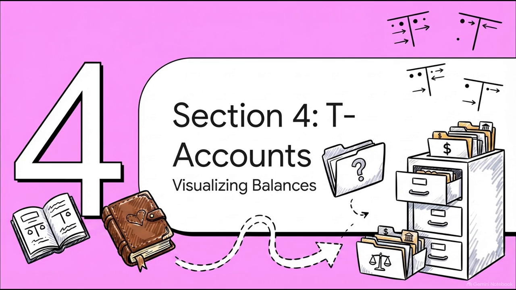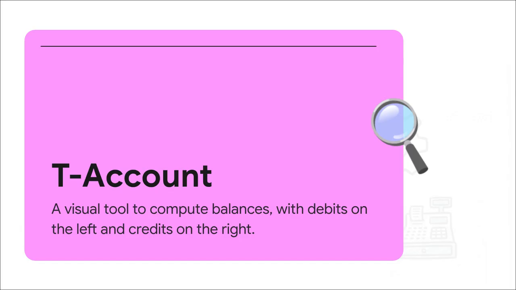Section 4. Visualizing with T accounts. Okay. Once we've recorded our beautifully balanced entry in our chronological diary, we have to actually move that data. We're transitioning from the diary phase right into that categorized filing cabinet phase we talked about earlier. To do this visually, we use a nifty thing called a T account.